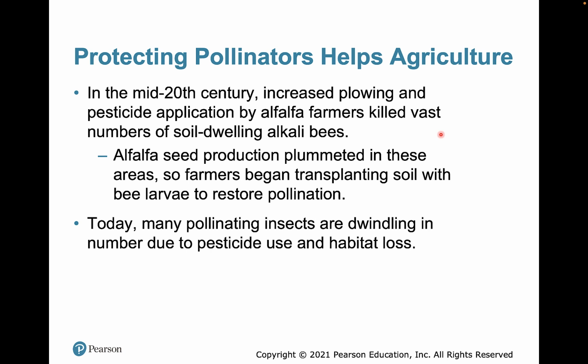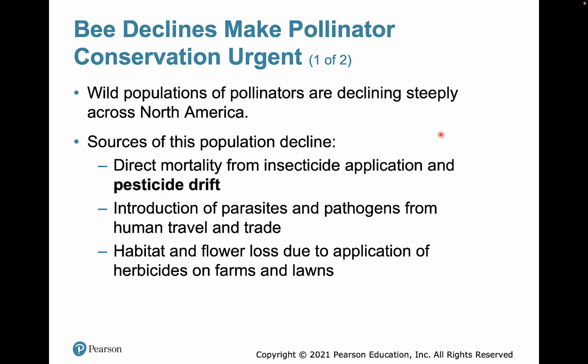A lot of those insects are dwindling because pesticides are killing them, and they really don't have habitat. Our wild populations of pollinators are dying in North America because of something called pesticide drift. So we wind up with pesticides drifting from a field where they're supposed to kill larvae, and they wind up killing native pollinators anyway. So it's kind of like bycatch, but for pesticides.